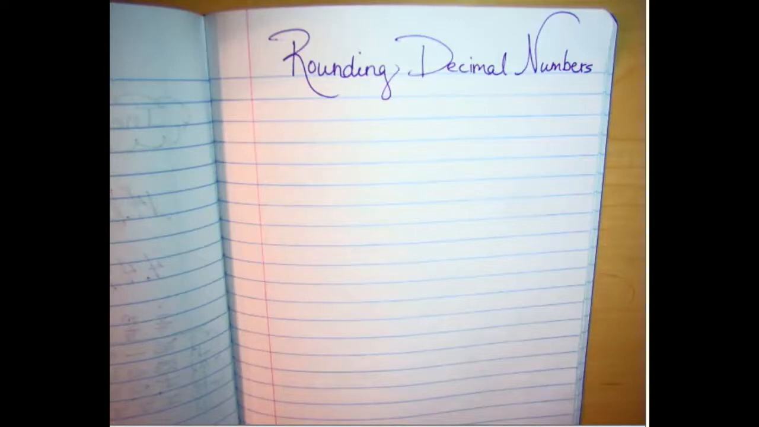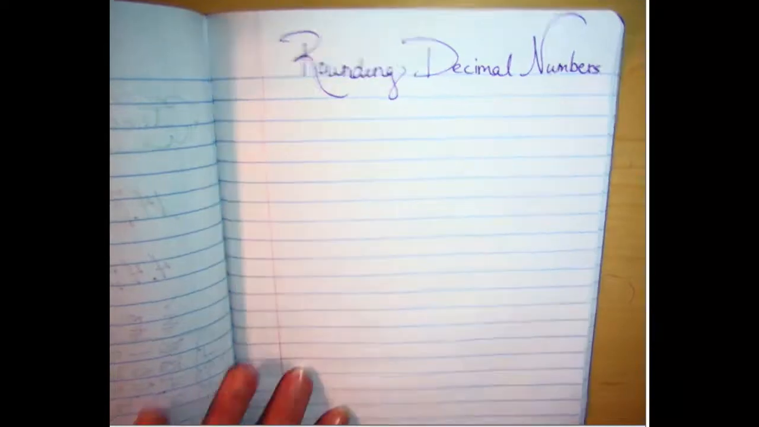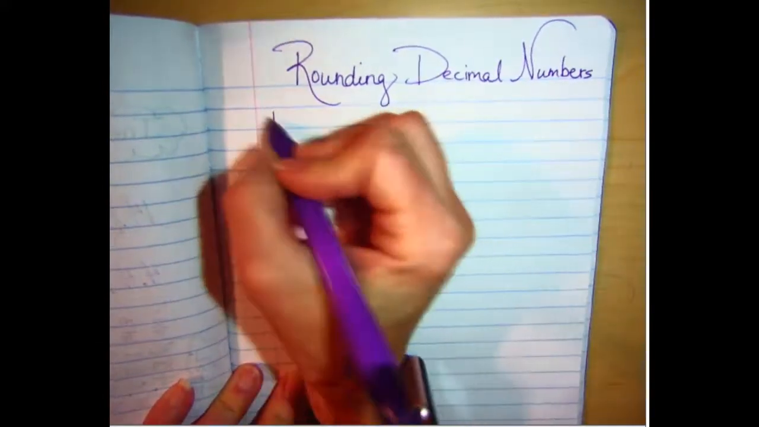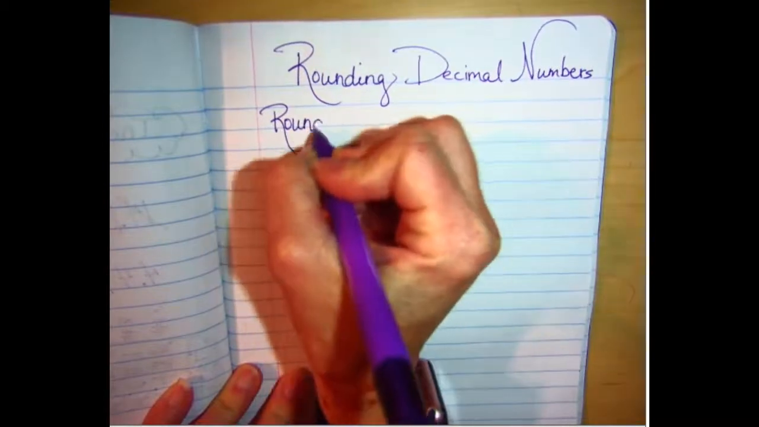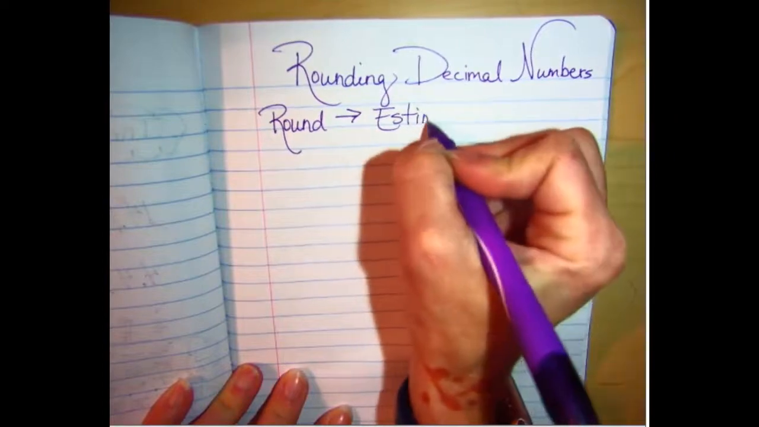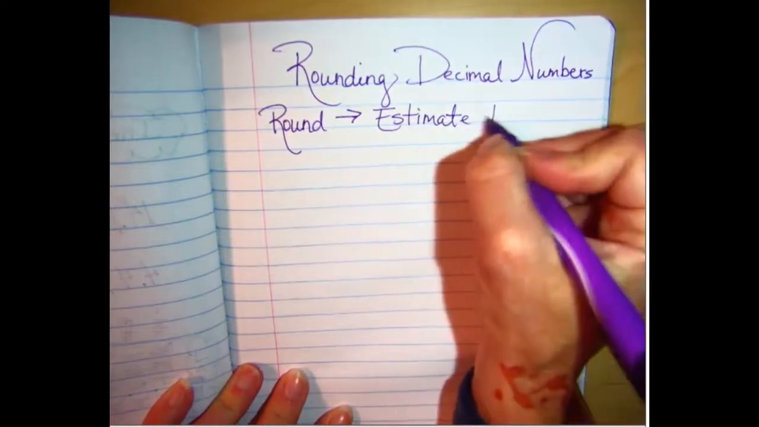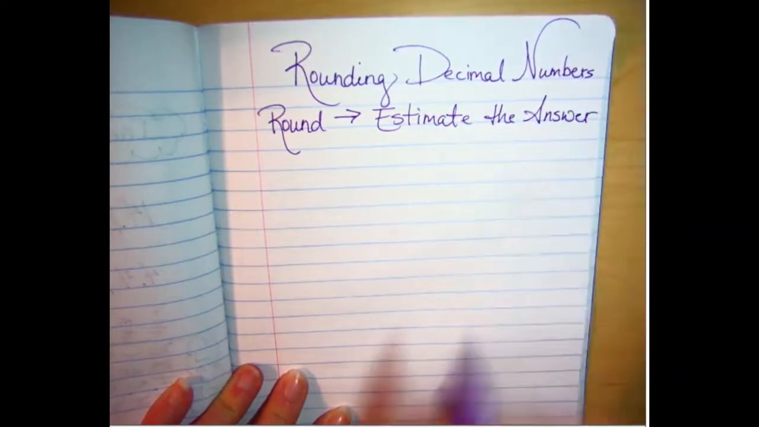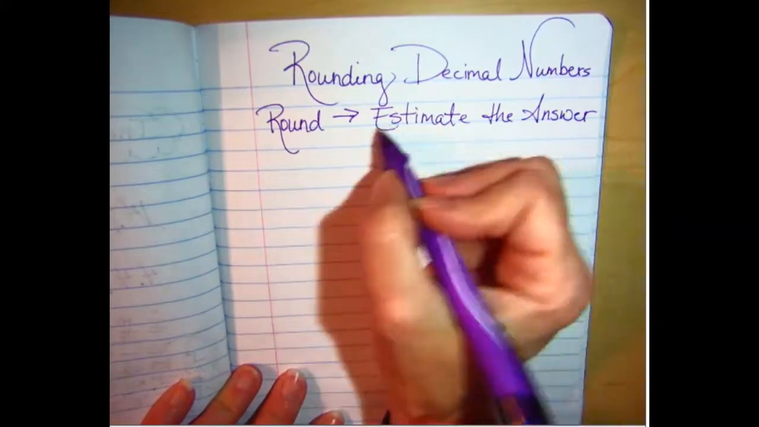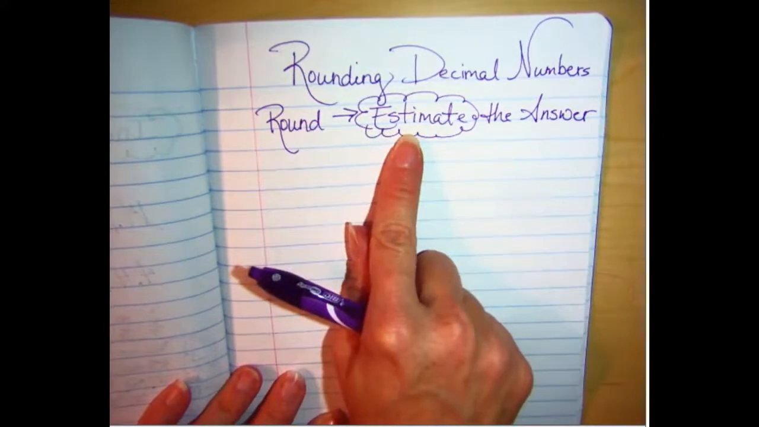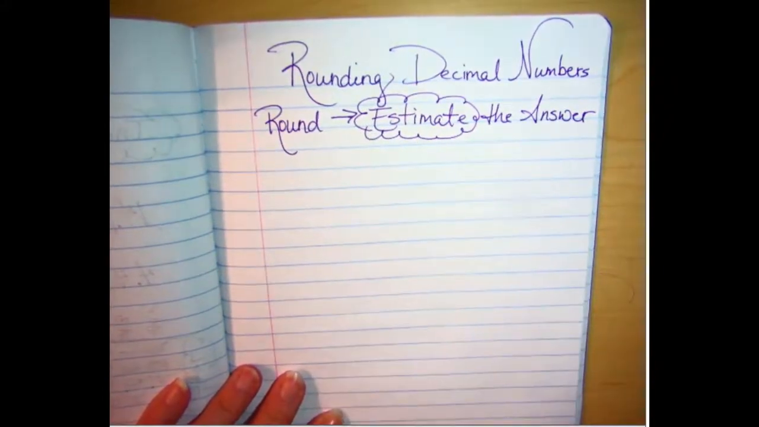Estimating is something we actually do in real life. We do it with our budgets. We do it with planning parties. We do it with lots of things. So when we round, we're estimating our answer. We do this for a lot of reasons. We just hit a lot of good ones. But when we round, we estimate. If your word problem has the word estimate in it, that's usually your clue that you're going to round.